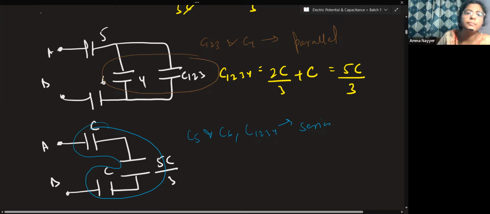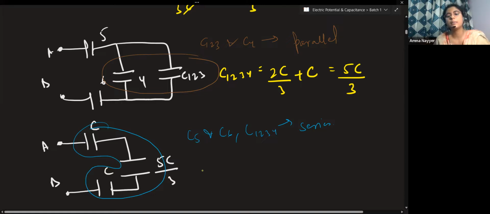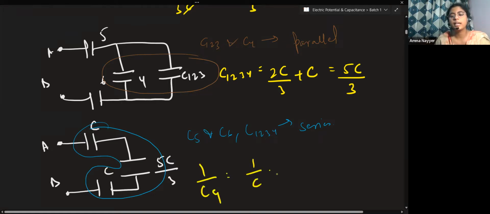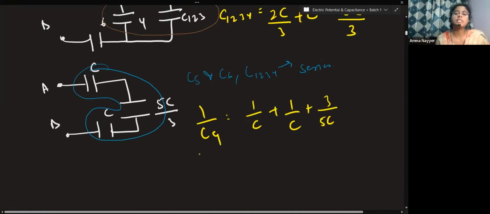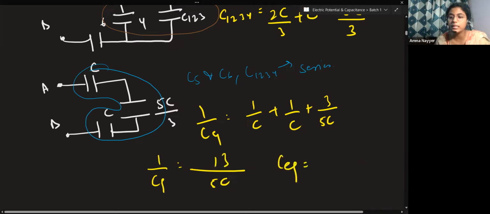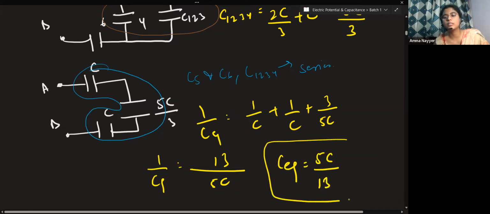So ultimately we have to add them reciprocally. So 1 by C equivalent is what? 1 by C plus 1 by C plus 3 by 5C. So LCM will obviously be 5C. So this becomes 5C. Here you have 3 plus 10, that is 13. So this is 1 by C equivalent, so C equivalent becomes 5C divided by 13. Only this much, because no unit was given. This is the C equivalent.